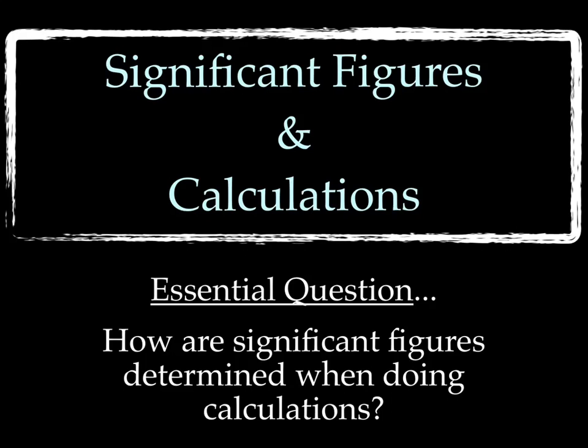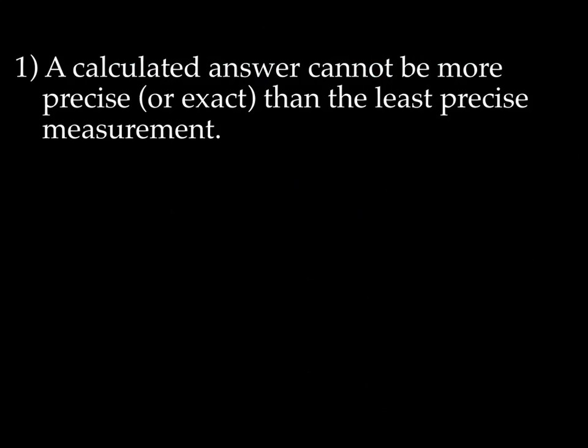Today's essential question: how are significant figures determined when using calculations? A calculated answer cannot be more precise or exact than the least precise measurement. A calculated answer is simply a number obtained by doing a mathematical calculation, multiplying, dividing, subtracting, adding, numbers coming from measurements. So the answer cannot be more precise. You cannot have more confidence. The answer cannot have more significant figures than the original measurements.